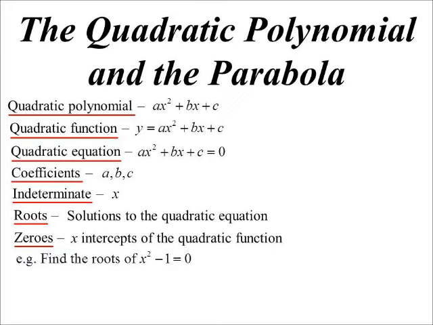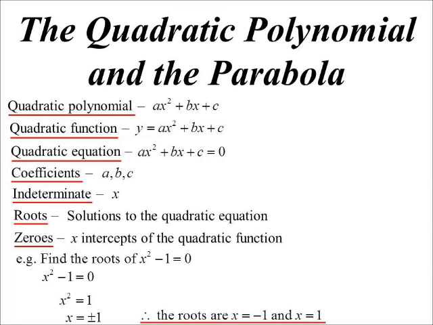So for example, if you see something that says, find the roots of x squared minus 1 equals 0, it simply means solve the equation. And of course that's a nice easy one. x squared equals 1, so plus or minus 1. So they are the roots.